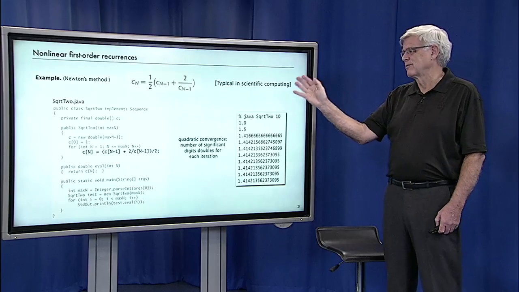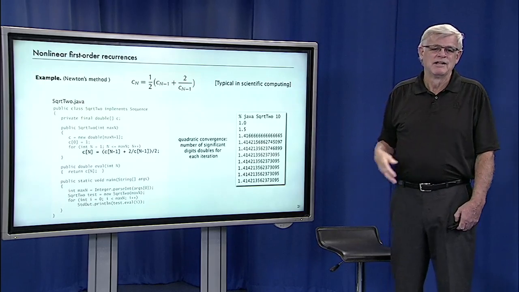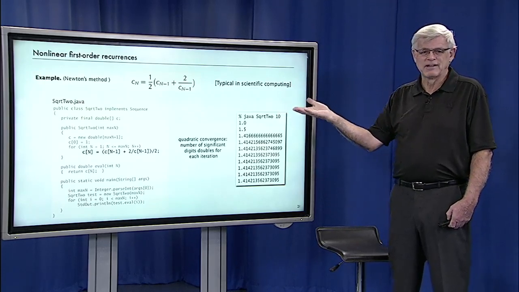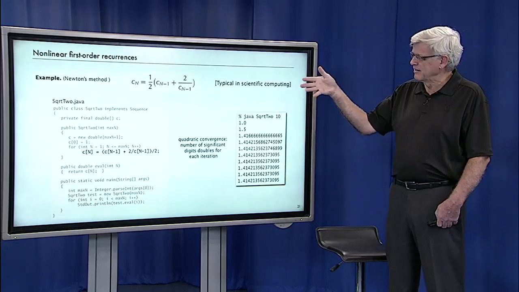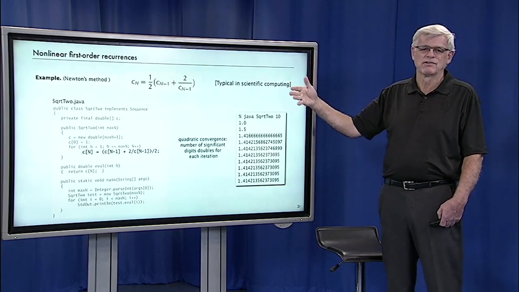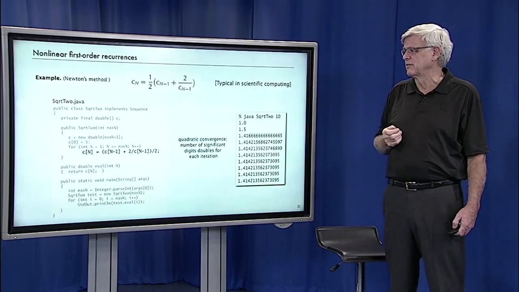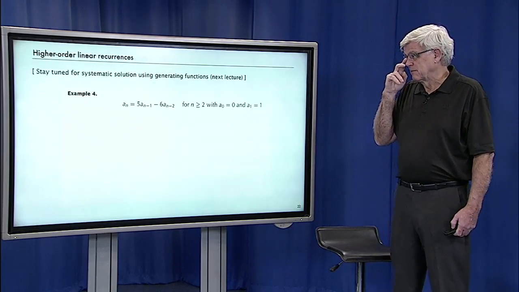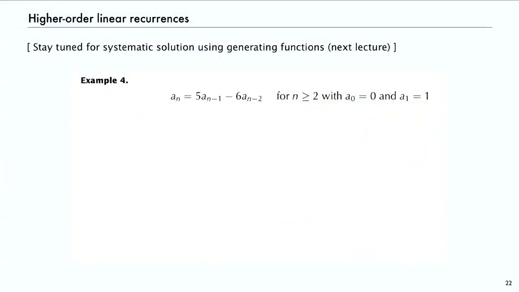So that's a nonlinear first order recurrence, and again, doing the math to prove that this happens is, certainly the analysis of algorithms is like analyzing this algorithm, but the recurrence is of a quite different nature than the kind that we're going to largely be considering in this course. So higher order linear recurrences, those are something that come up a lot. And in the next lecture, we're going to show a systematic solution that uses generating functions for solving recurrences like this.